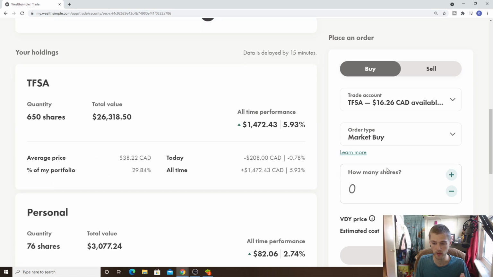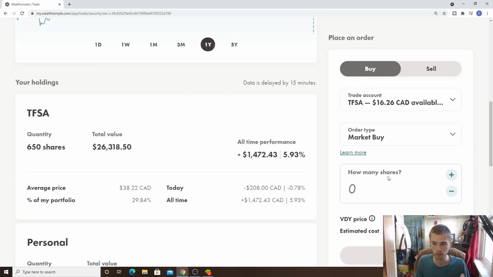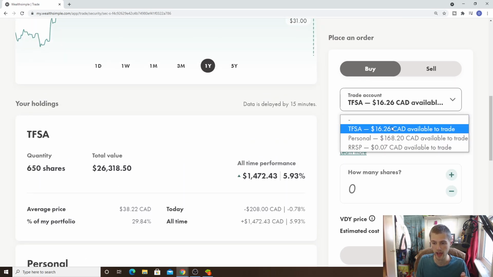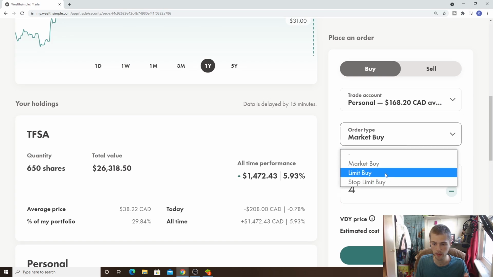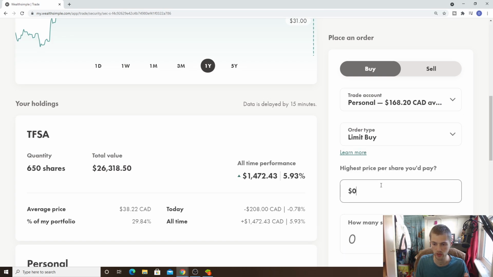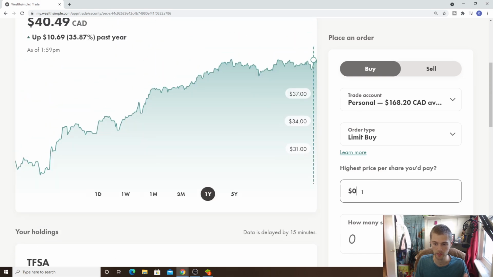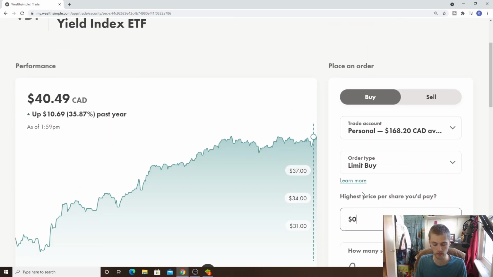So I'm going to put the rest of my money into VDY here. I'm just going to take a quick peek and see how much we have. So we have $168. We'll put the rest of that into VDY. And VDY does give us that monthly dividend as well. I'm just going to go limit buy, I guess, since we can't do fractional shares. And the highest price I'm going to pay per share will be $40, I guess.